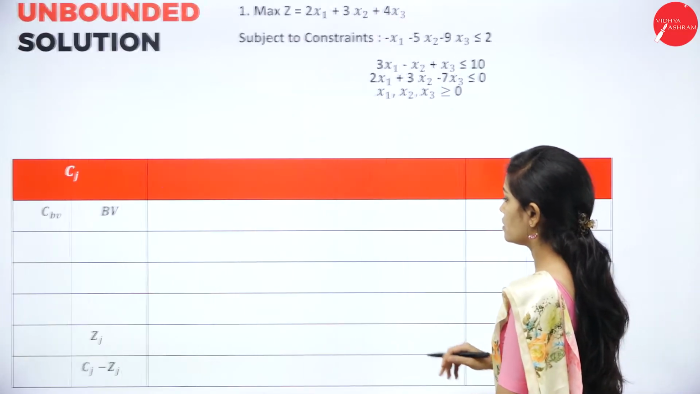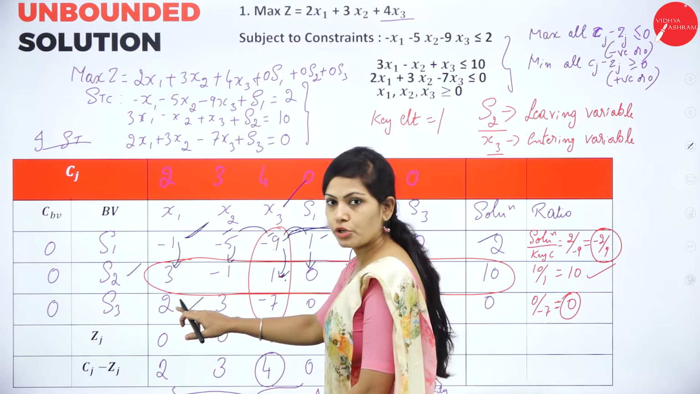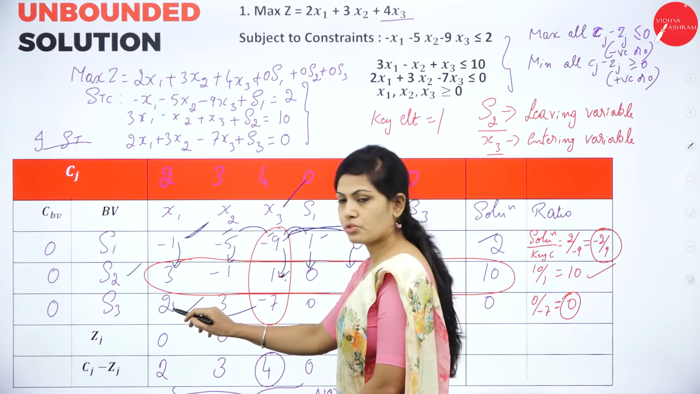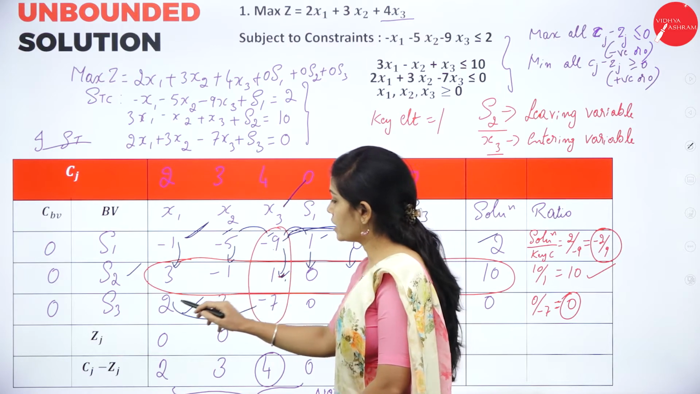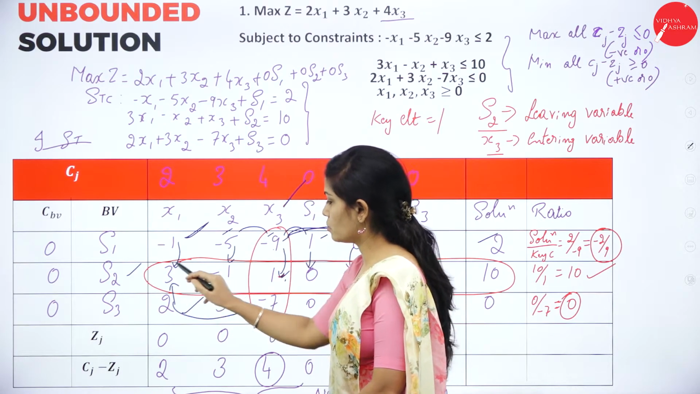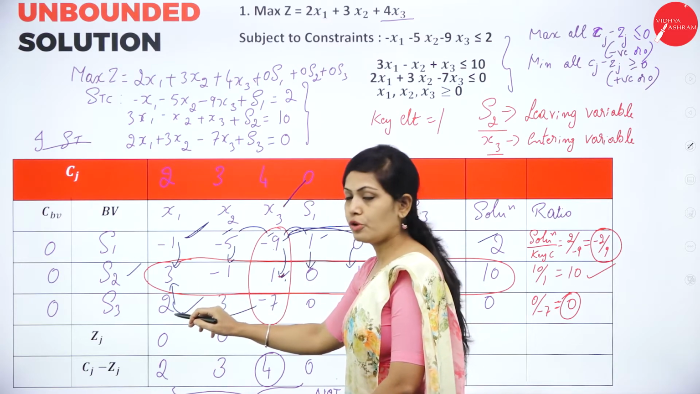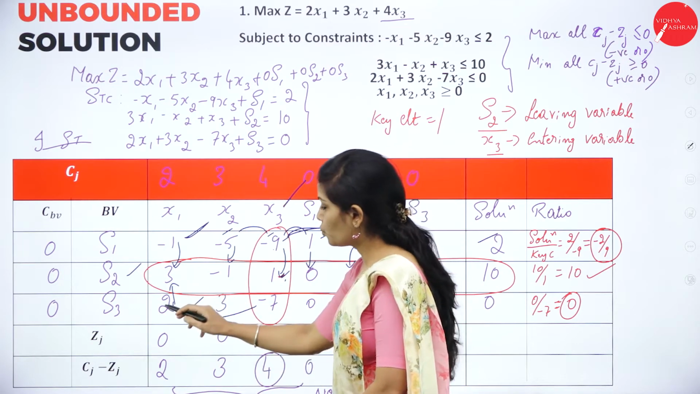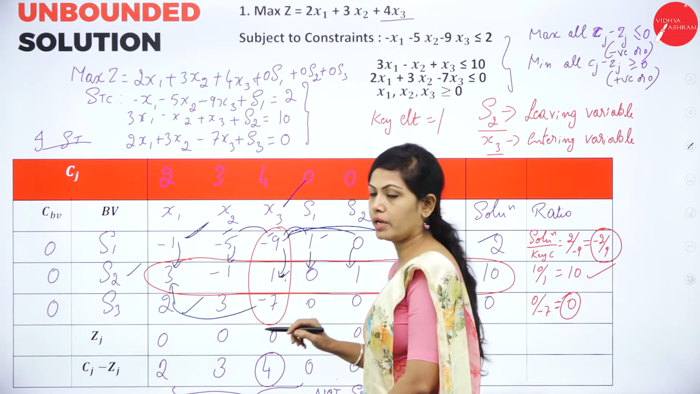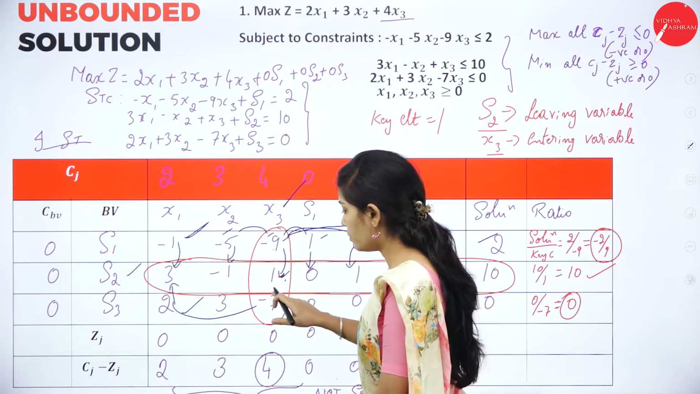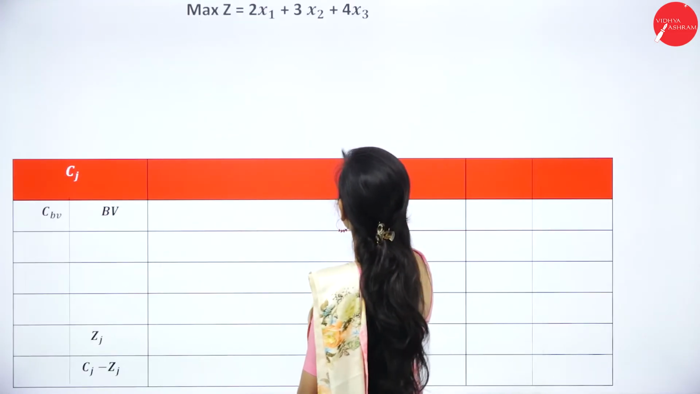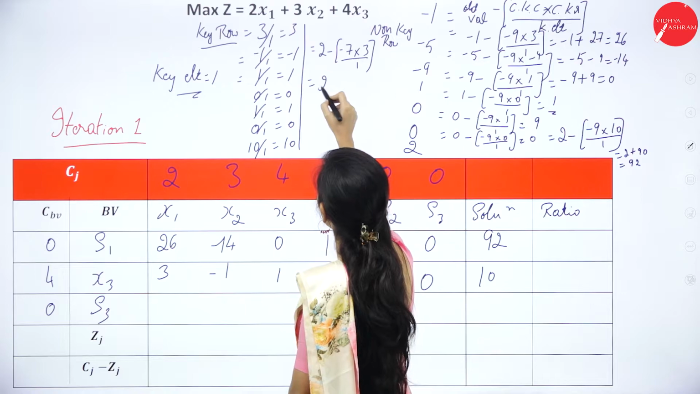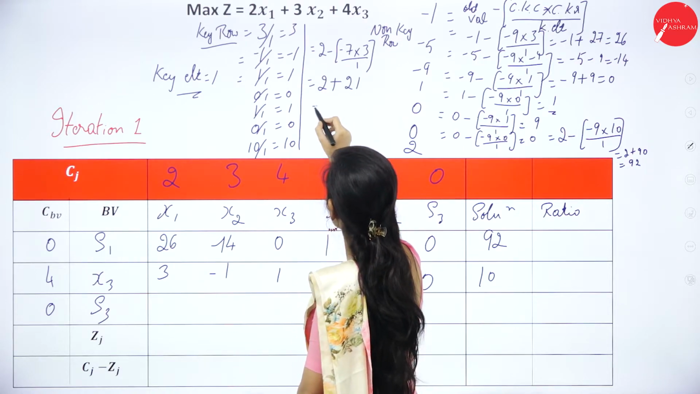So, next, the last non-key row is S3. Old value is 2, corresponding key column is minus 7 and corresponding key row is 3. So, this is key row and this is key column. So, 2 minus of minus 7 into 3 by 1. So, 2 minus into minus plus 21. So, it is 23.